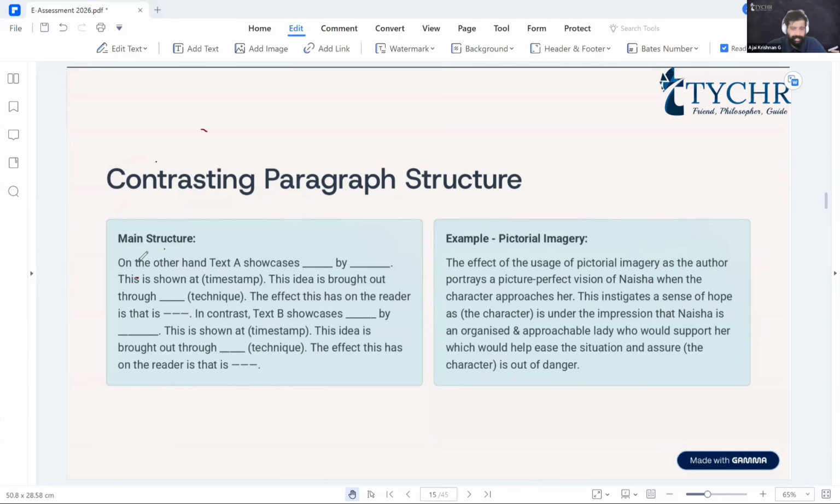You have the main structure. So this is a sample posted here. It is not required that you follow the same structure, but if you want, please follow it. On the other hand, text A showcases... What is text A showcasing? Text A showcases racism by using a specific technique.